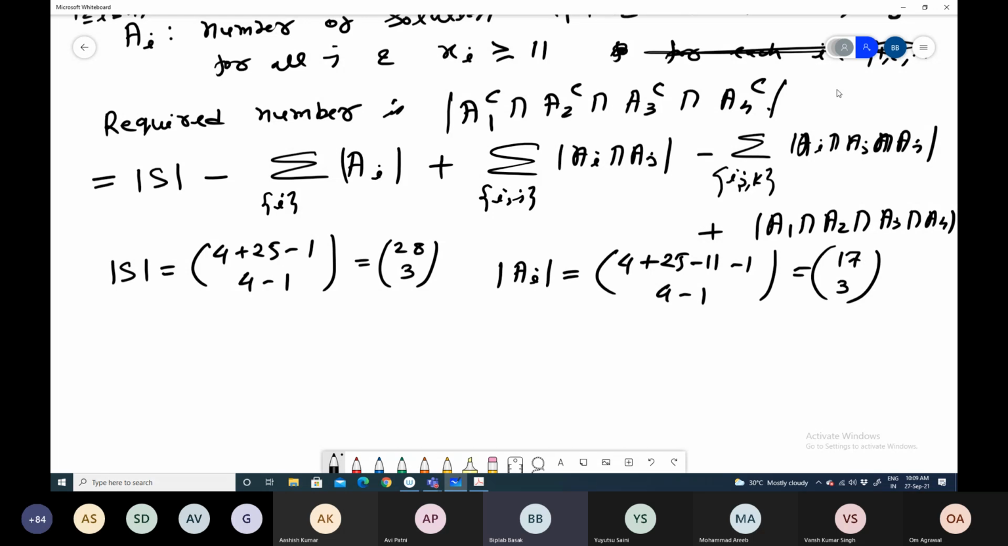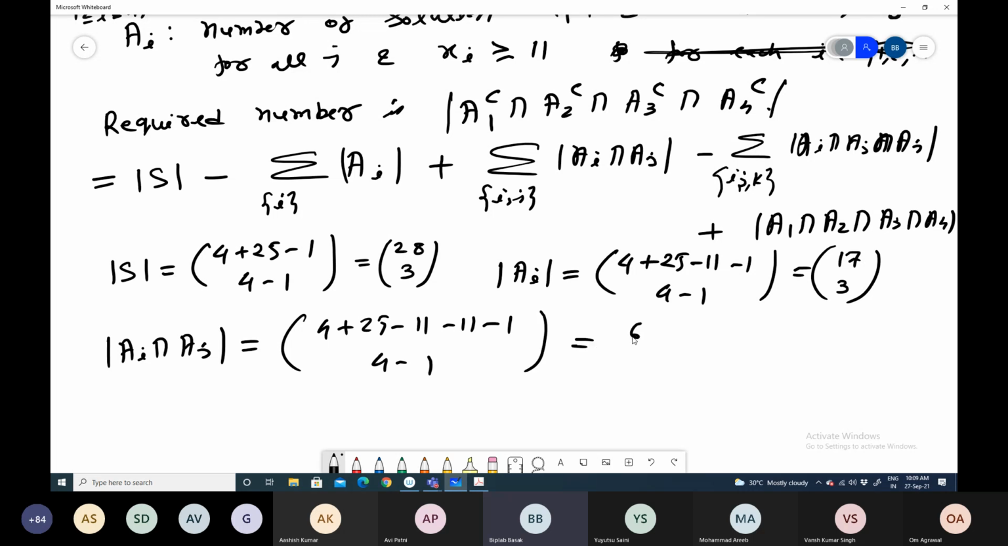Now similarly, what is Ai intersection Aj? Again, you have Ai bigger or equal to 11, and Aj also bigger or equal to 11. Now you subtract 11 twice, then the solution will be similar to finding the non-negative integers. That will be again 4 plus 25 minus 11 minus 11 minus 1, choose 4 minus 1, that is 6C3.